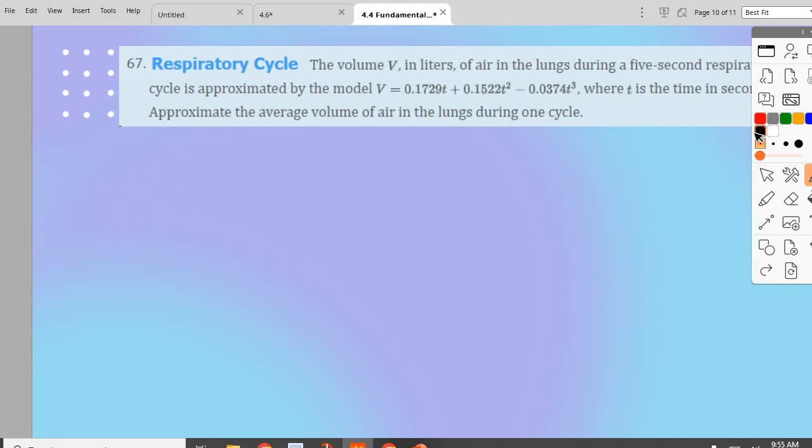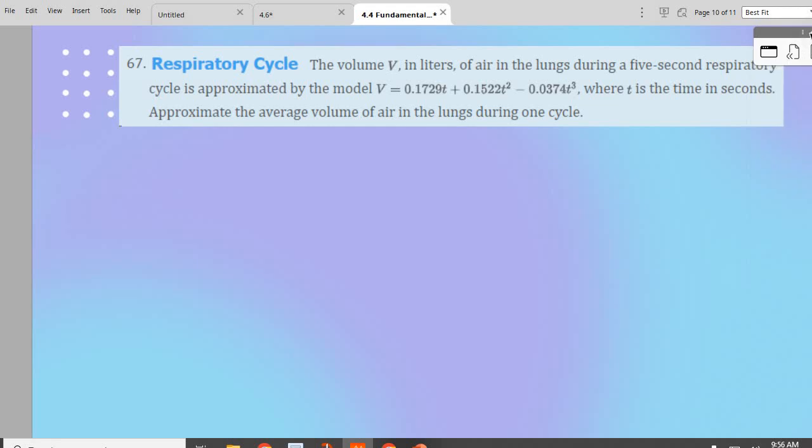Alright? So it says, the volume in liters of air in the lungs during a 5-second respiratory cycle is approximated by the model V equals 0.1729 T plus 0.1522 T squared minus 0.0374 T cubed, where T is the time in seconds. Approximate the average volume of air in the lungs during one cycle.